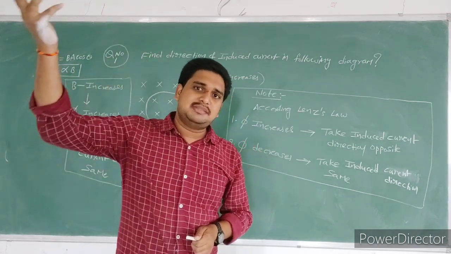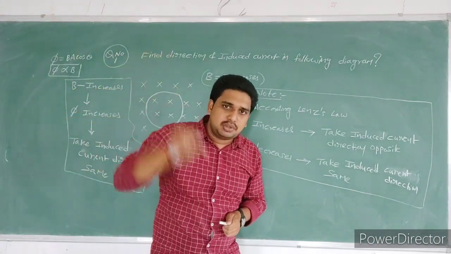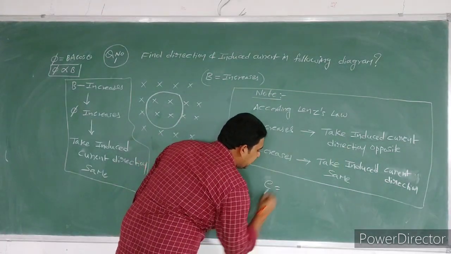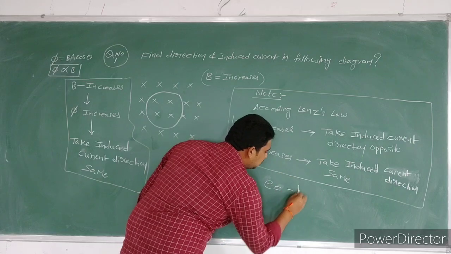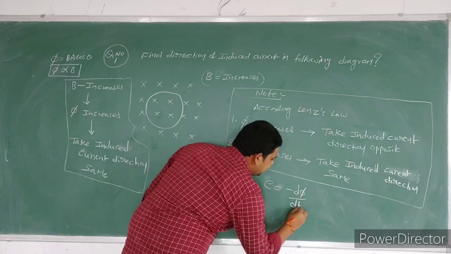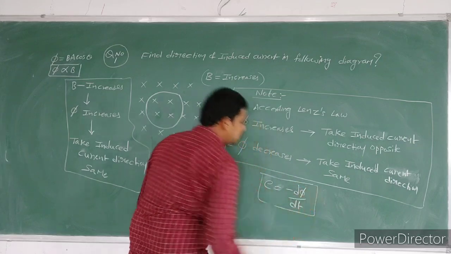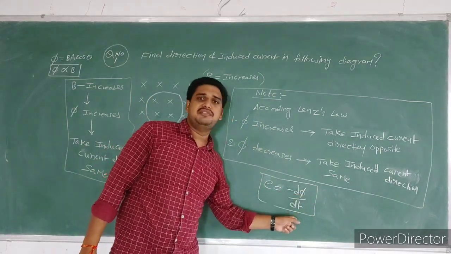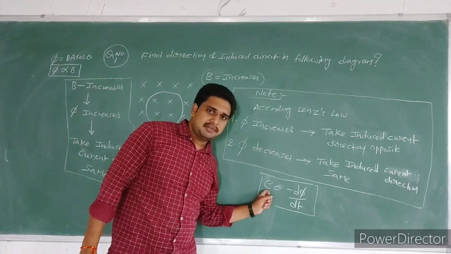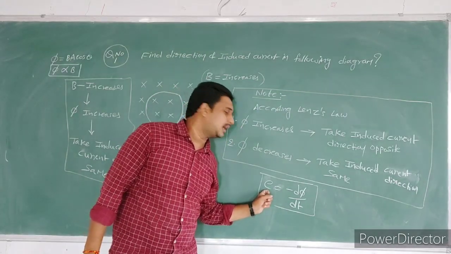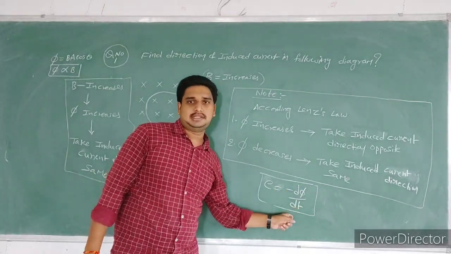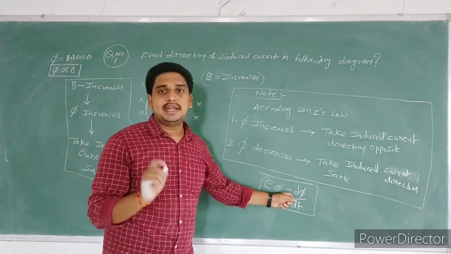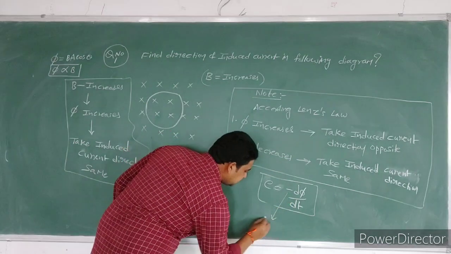If flux increases, induced EMF tries to decrease it, because of the formula of Faraday and Lenz's law: E is equal to minus d phi by dt. What is the meaning of this? Induced EMF opposes the change in flux. Induced EMF or induced electric current opposes the change in flux. Here the negative sign indicates opposes.